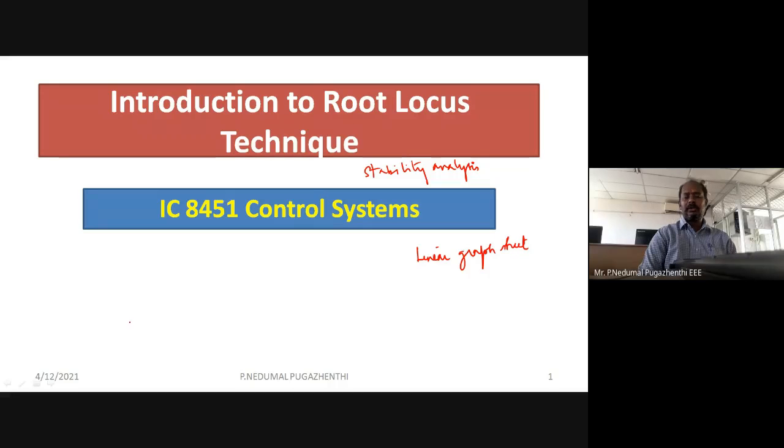In today's class we will try to provide you some introduction about root locus. What is root locus, and what steps are involved in it? Then we will see a few important steps, and how to calculate those particular points or variables to draw the root locus plot. That's the idea of today's lecture.